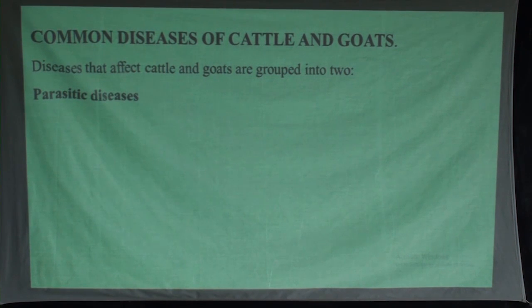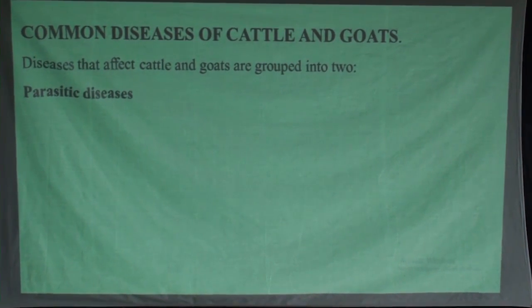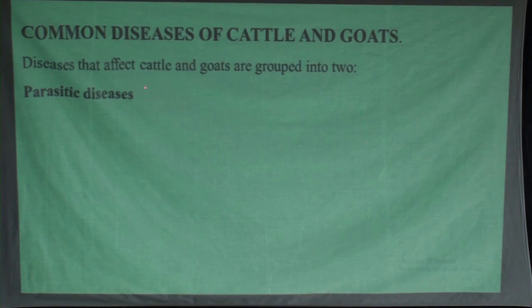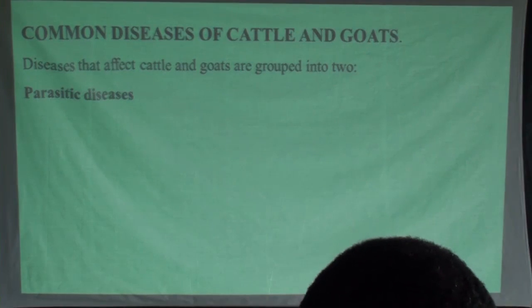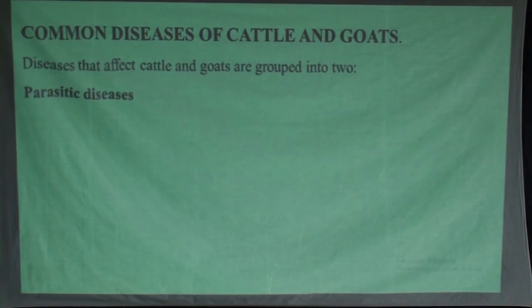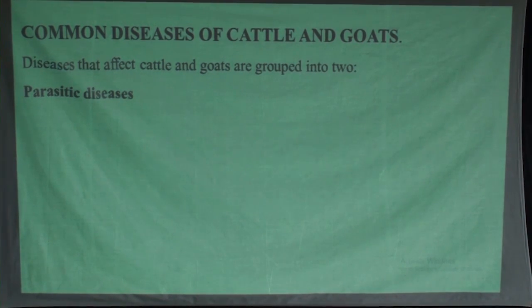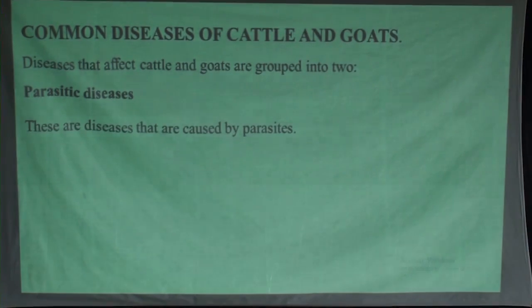When you want to understand diseases of animals, we look at them in two terms. We look at those that are parasitic, or caused by parasites, and infections. So we can group them first in two terms here. We can say diseases that affect cattle and goats can be grouped into two: parasitic diseases and infectious diseases.